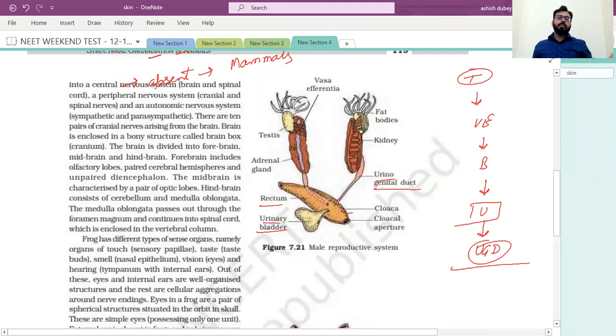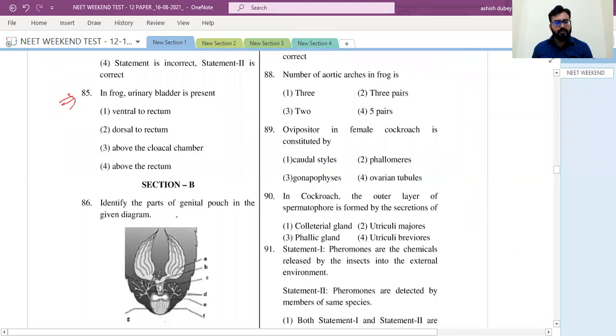the supine position, or when we dissect the frog, we clip its forelimbs and hind limbs on the board. Okay, like this, and then we dissect it. So actually we are seeing its ventral side. So urinary bladder are present anterior to it, no? So urinary bladder are present ventral to the rectum. So the answer should be first, ventral to rectum.